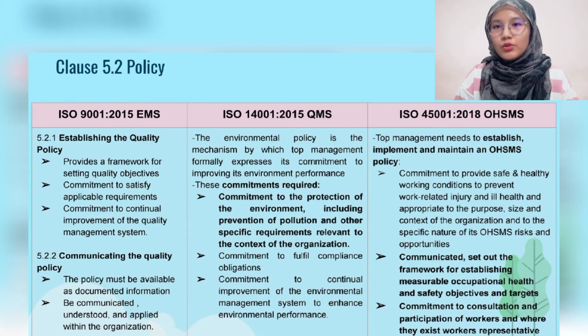Secondly, clause 5.2, policy. So for ISO 9001, there is 5.2.1, which is establishing the quality policy, and 5.2.2, which is communicating the quality policy. For ISO 14001, there are commitments that are required. For example, commitment to the protection of the environment, including prevention of pollution and other specific commitments relevant to the context of the organization. And for ISO 45001, there is the OH&S policy, for example, a commitment that sets out the framework for establishing measurable occupational health and safety objectives and targets.